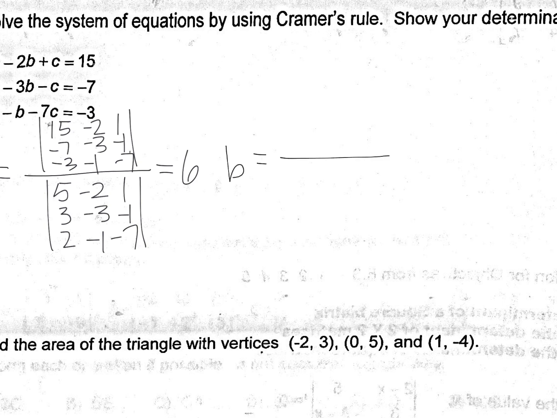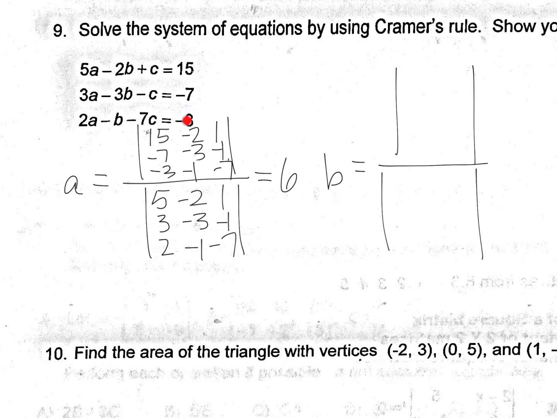For B, same thing. You have this matrix right here, down here. I'm not going to write it in the interest of time for yourself and me. Again, if we're solving for B, we're going to take the constant column and insert it into the column for the coefficients of B, and the rest is going to stay the same. So our first column, 5, 3, 2 is the same. But now we're going to take this and insert it for B, which would be 15, -7, -3, and then C would be 1, -1, -7. And if we do that calculation, we end up getting 8 for B.